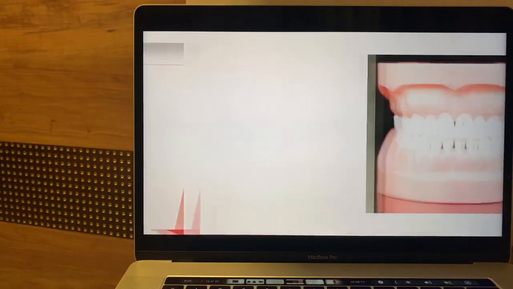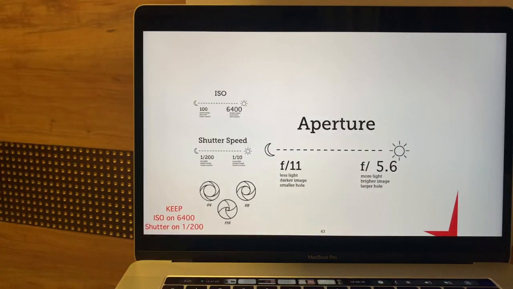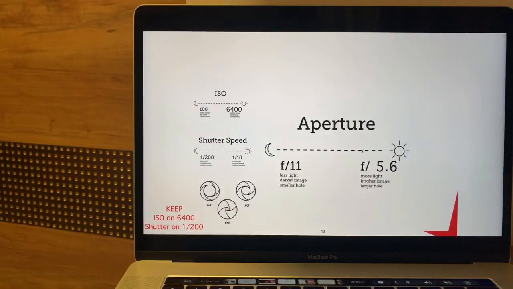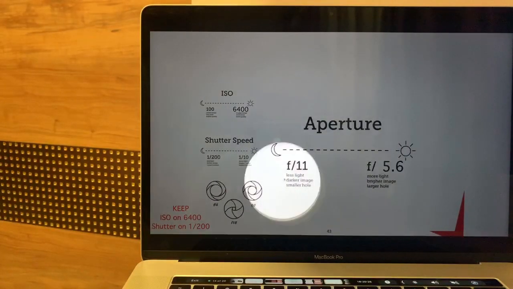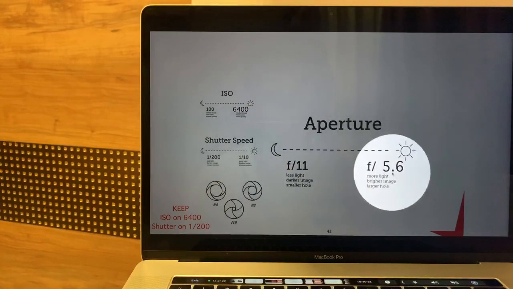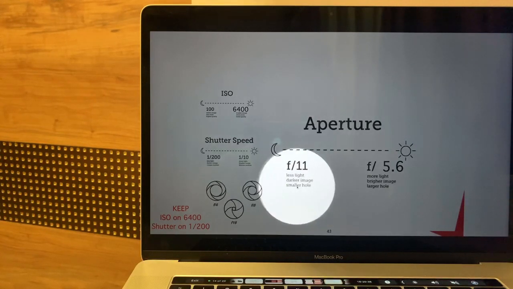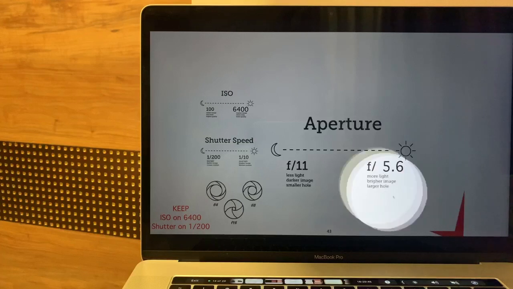And the last thing, that is the aperture. It controls the exposure as well as the depth of field. Okay, so let us compare these two apertures with each other, f11 and f5.6. At f11, your image would be less light, in the sense less light will enter inside the camera. It will be a darker image because it is a smaller hole. At f5.6 compared to f11, more light will enter the camera. The image will be brighter because it's a larger hole.